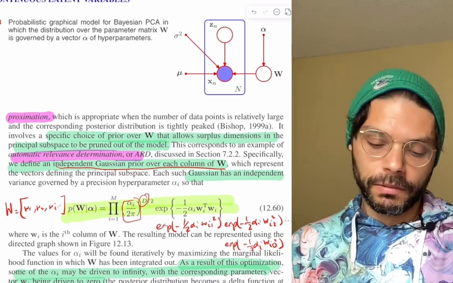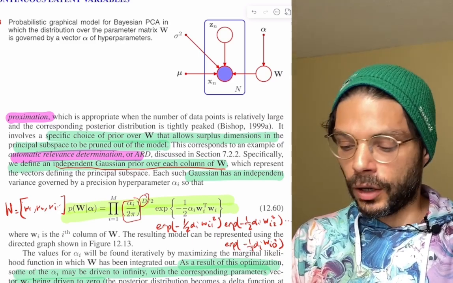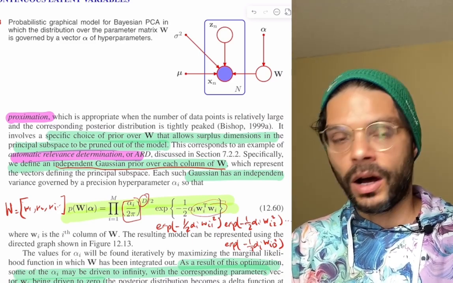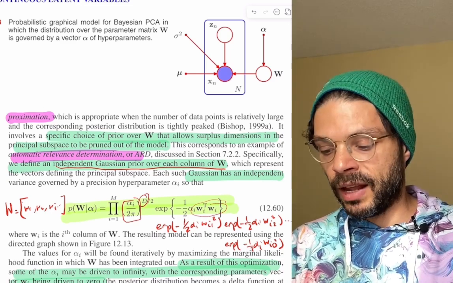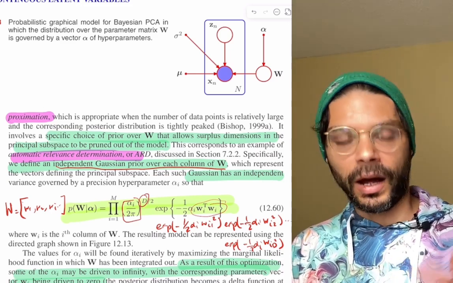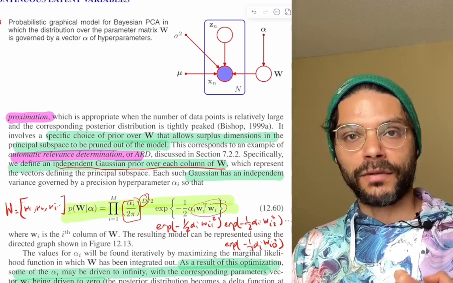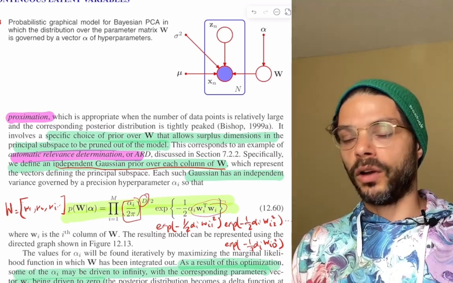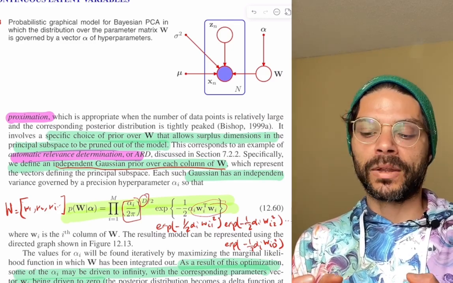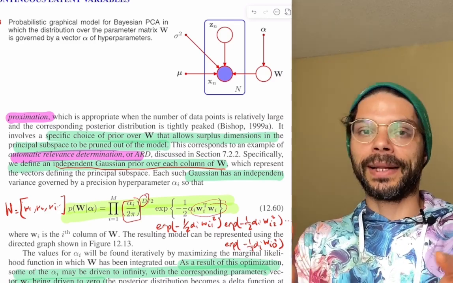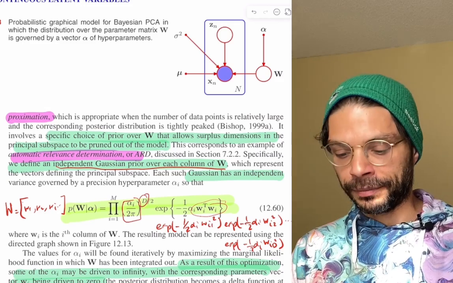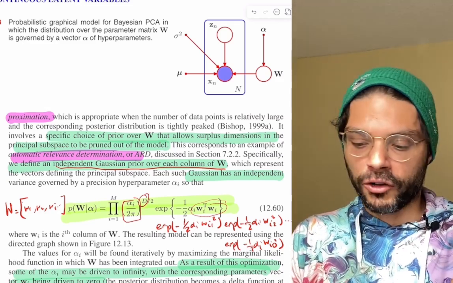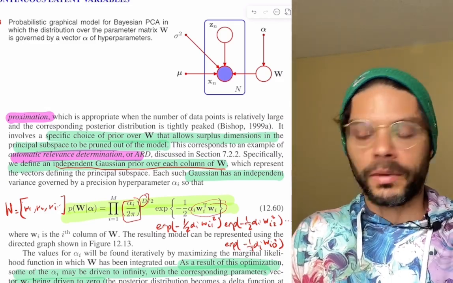Now, one way to think of the precision is as a penalty on how big the w_i's get. You can imagine that if you fit the alpha_i's and somehow magically these alpha_i's get driven to infinity, then the corresponding columns are going to be forced to 0. That's the idea. They will be automatically removed from the model. Their weights will be set to 0. They won't contribute. Their latents won't contribute.